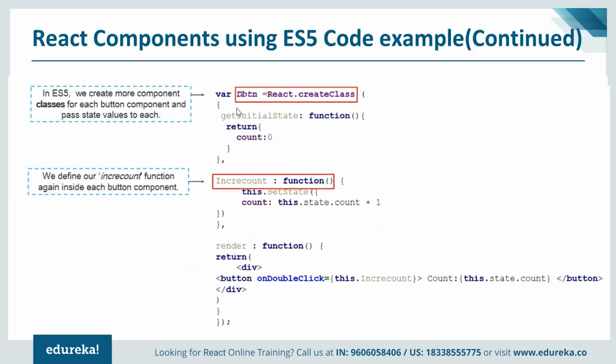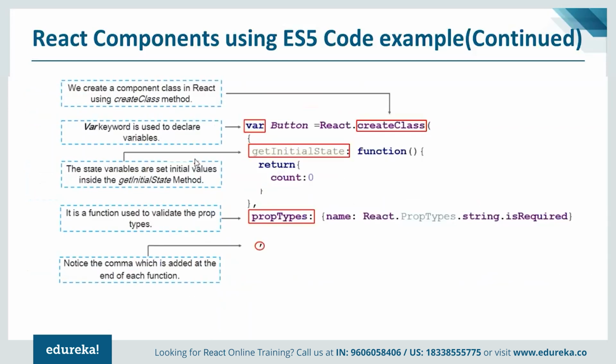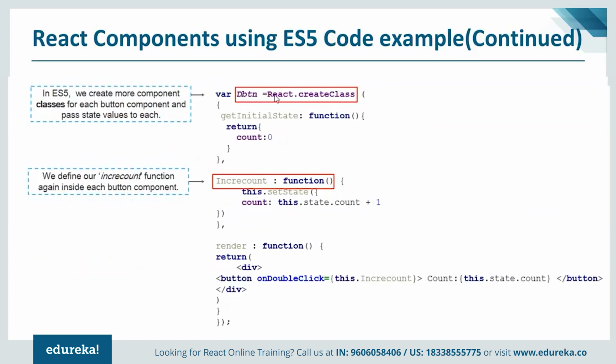Now again, continuing with this code, we have three components. We create more component classes. This DButton is for the double click of the button, React.createClass. If I go to the previous slides, this is a button which will show the increment counter on a single click. Now this is again a component, the second component, React.createClass, DButton, which will show the increment counter on the double click of the button.